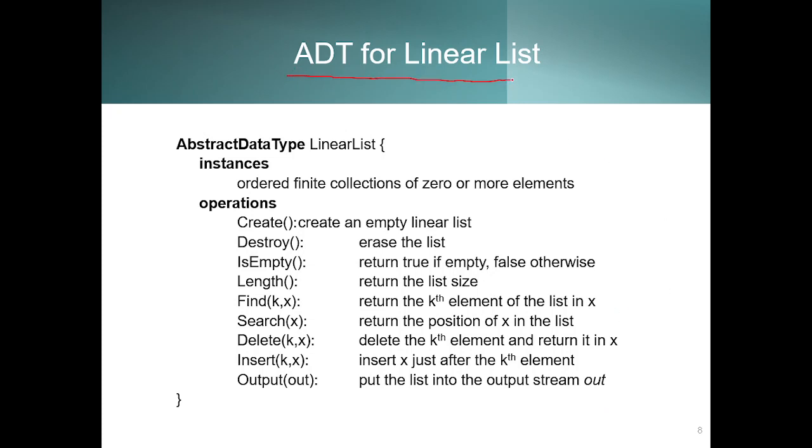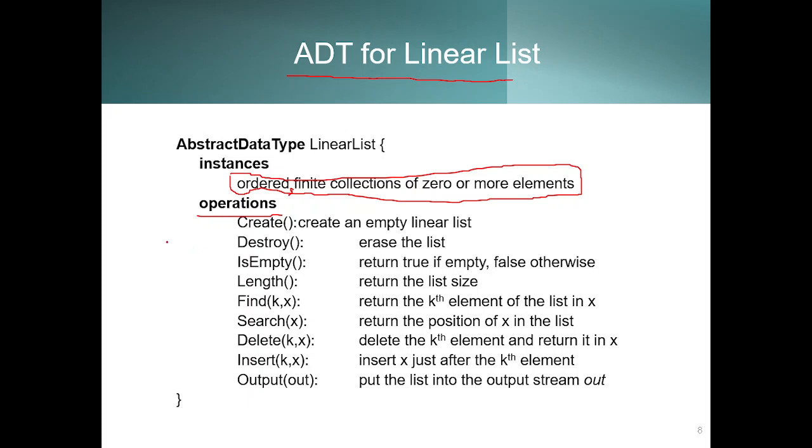So what is an abstract data type? It has a data structure. So what is the data structure? An ordered, finite collection of 0 or more elements. So we have a finite collection of 0 or more elements, and those elements are ordered. They have a certain order. That order can be based upon many things, but they have a certain order. Now these are the operations that we need to have for this linear list.